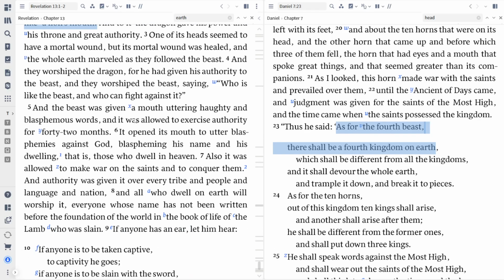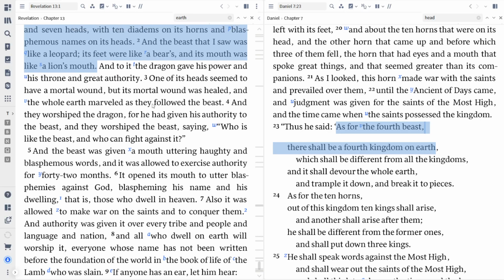But just further confirmation as we go down and describe what this beast does: it loves to be worshipped, right? Even as Nebuchadnezzar, the first beast, who was actually turned into a beast in Daniel, loved setting up an image and being worshipped. The kings of Rome liked to be treated as divine.